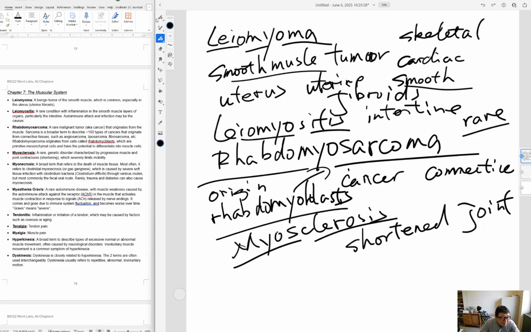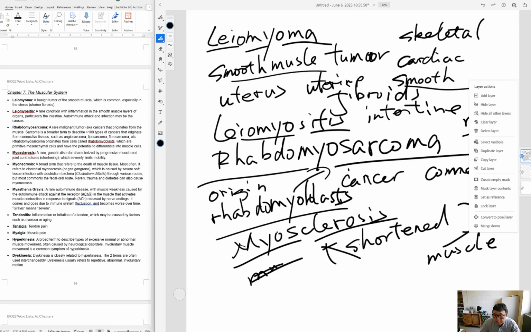But anyway, oh yeah, sometimes it's also muscle. The shortened joints and the shortened muscle, both contribute to myosclerosis. So sclerosis means limitation of mobility, not really that something is becoming hard. Okay.